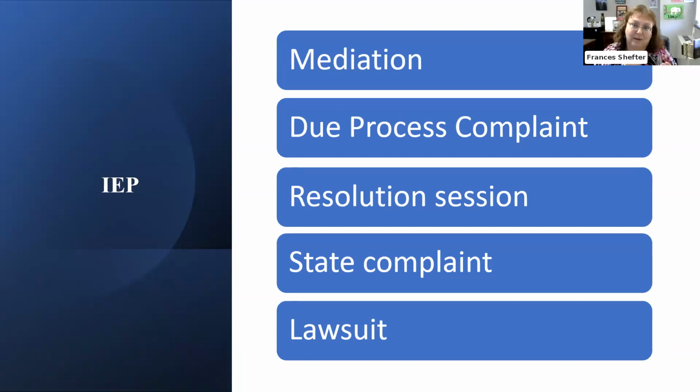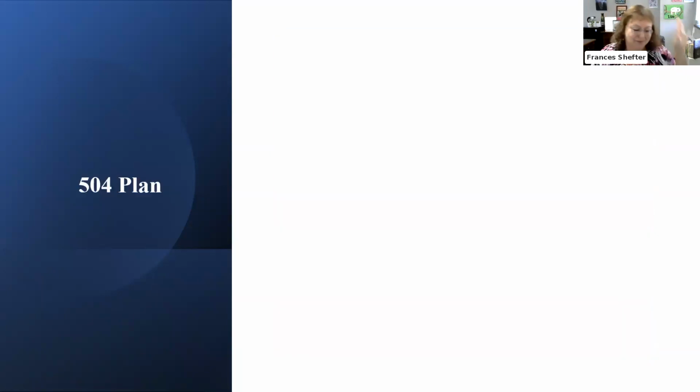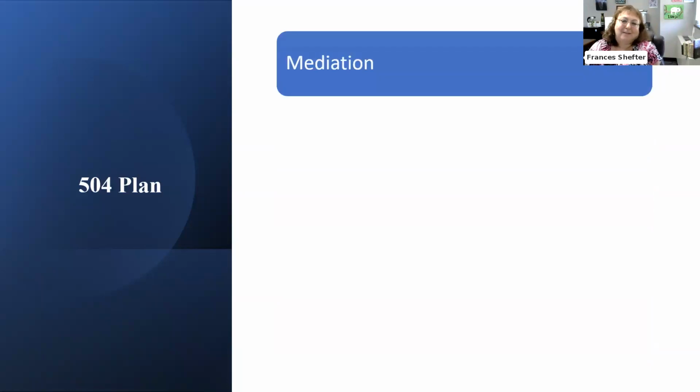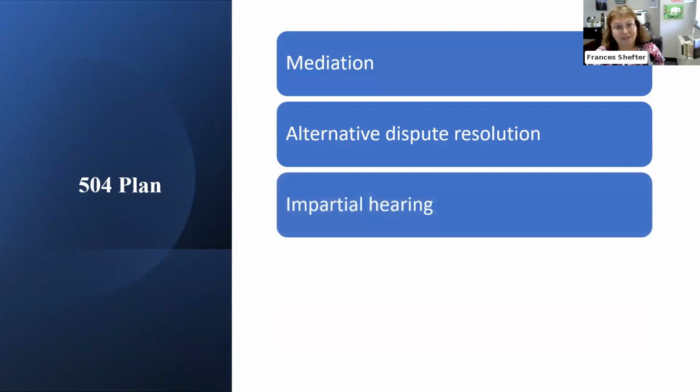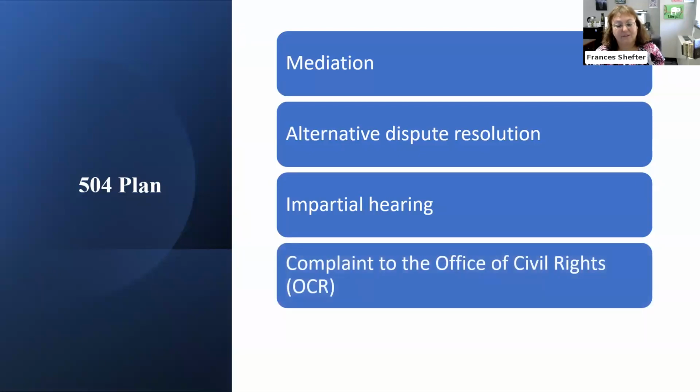So that's where that is. And I'll get to the 504 plan where it's different. With a 504 plan, you also have mediation. You have what they call alternative dispute resolution. They also have an impartial hearing, so you can file for due process. Instead of a state complaint, they have a complaint to the Office of Civil Rights.